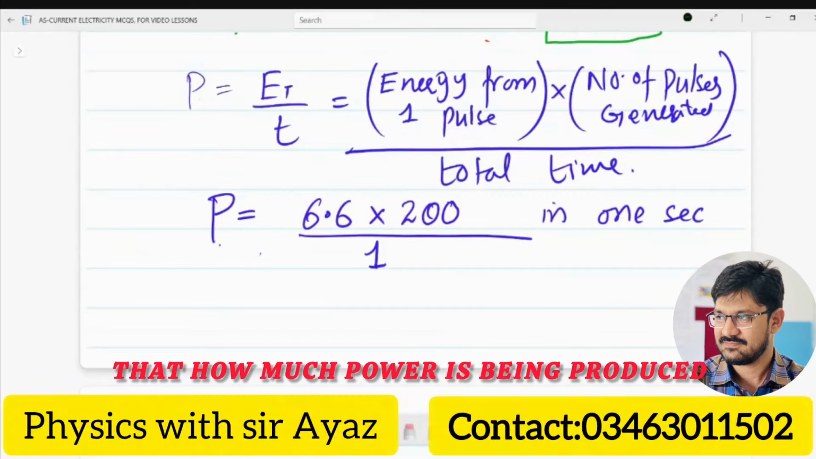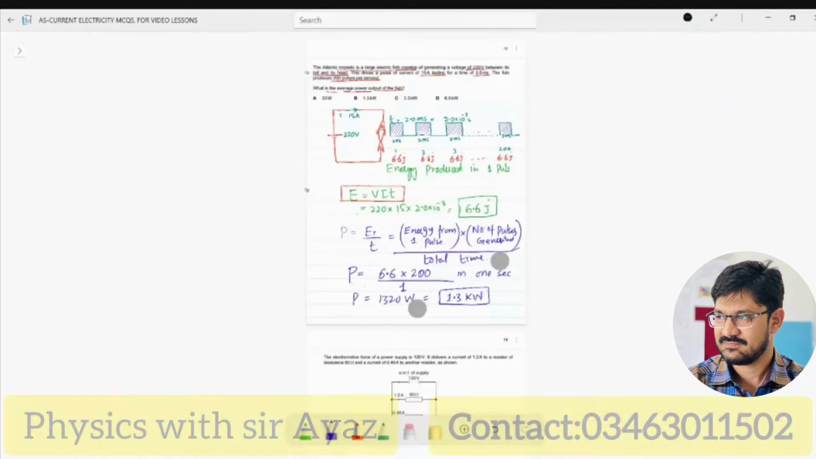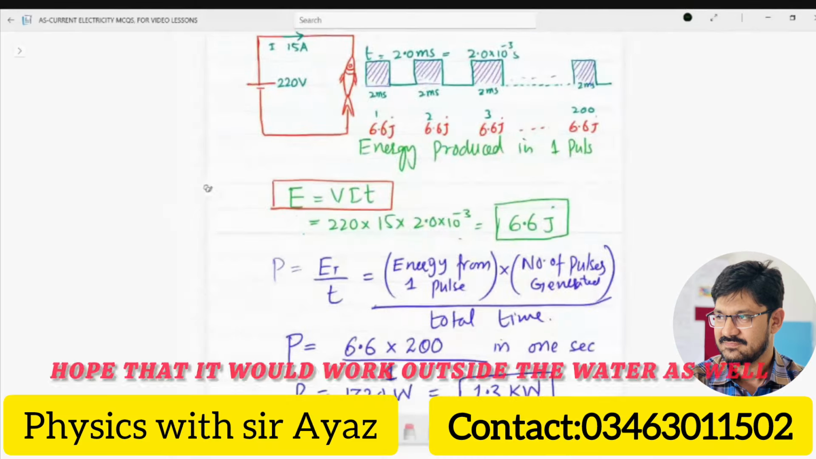All the answers are given in terms of kilowatt, so you can convert this to 1.3 kilowatt. This is the average power produced by this torpedo. That is a huge torpedo. Hope that it would work outside the water as well, so it can be used for an energy crisis question. And this is all the solution.